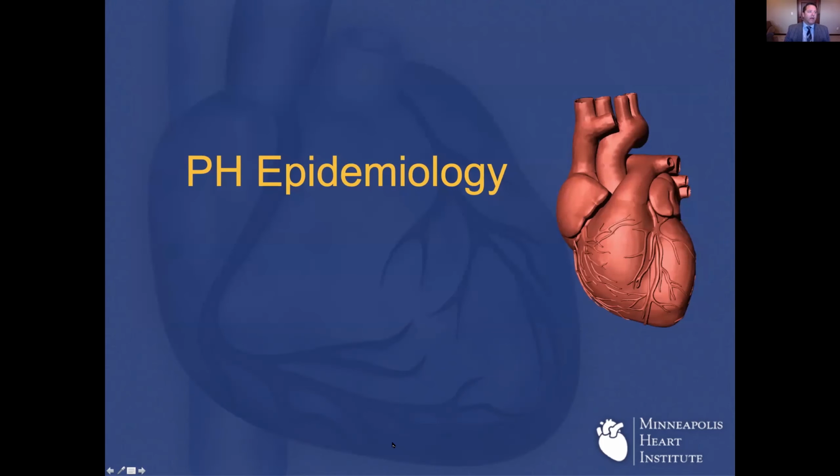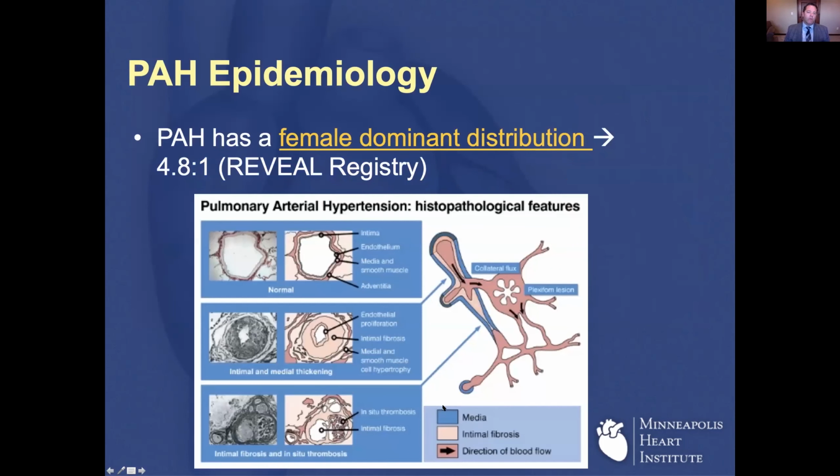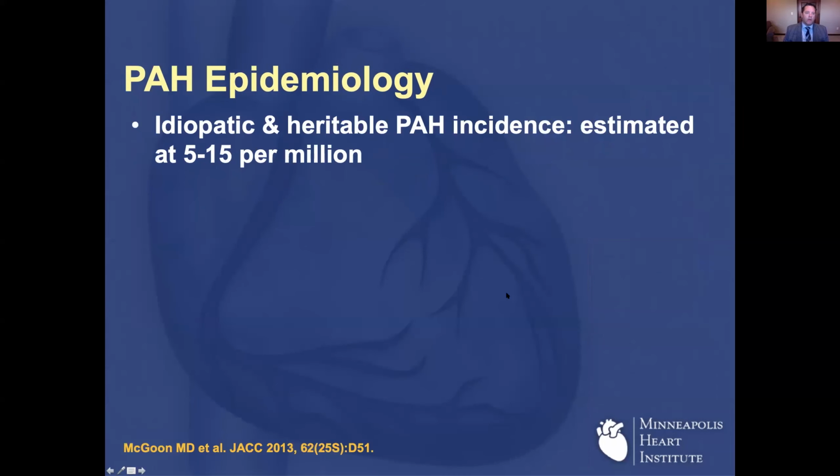When we talk about epidemiology and how commonly pulmonary hypertension occurs, we know that it has a female dominant distribution from various registries from around the world and in the United States, and occurs in an almost 5-to-1 fashion from females to males. The idiopathic and heritable PAH incidence is only about 5 to 15 per million, so it's very uncommon, or we're taught in school that it's a very uncommon disorder, a zebra, so to speak.